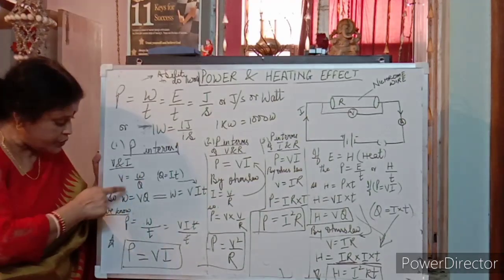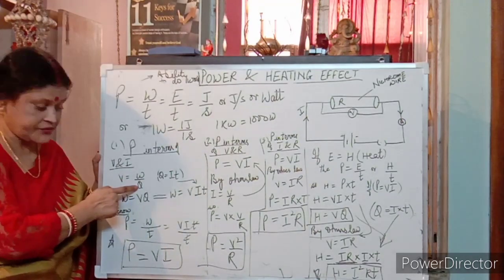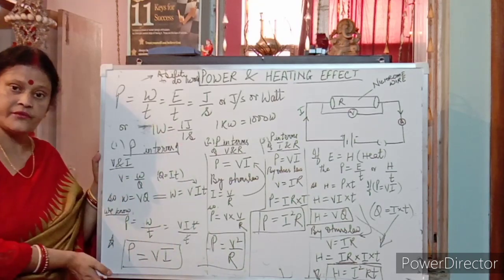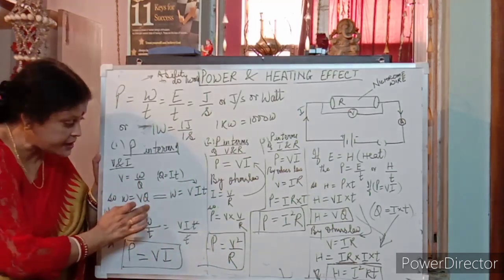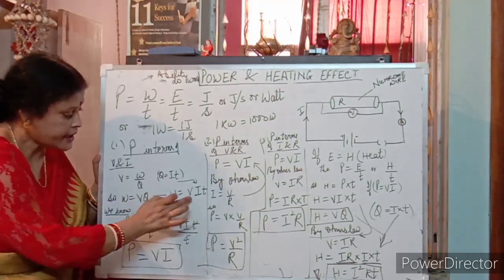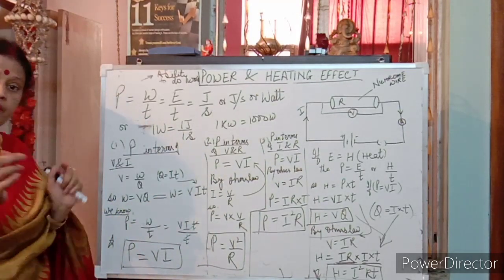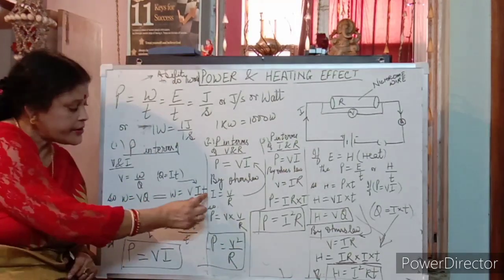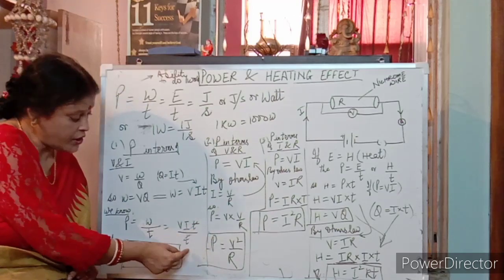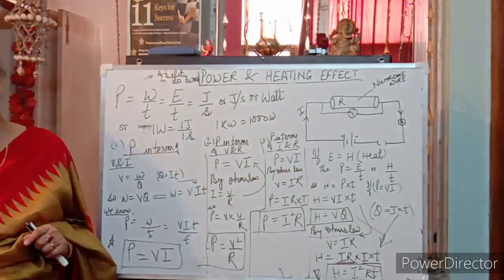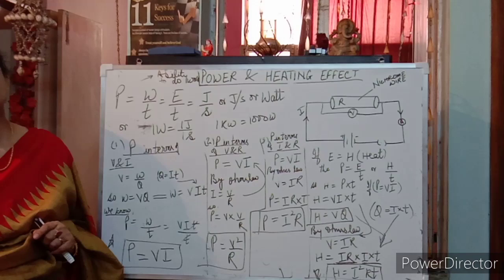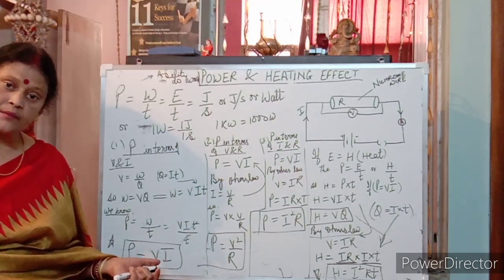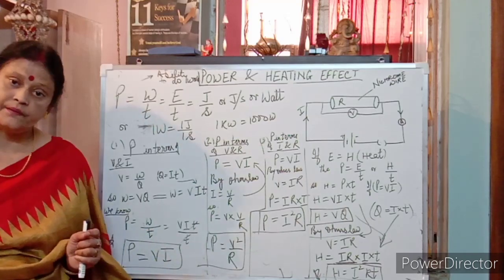And W is equal to V into Q. If these variables are there in the numerical, you can use this directly, that is V and Q, to find work done. And we know that Q is equal to IT, so V into I into T. And in the formula of power, P is equal to W upon T, so instead of writing W, I can write VIT over here. T cancels, and we get this relationship, that is power in terms of potential difference and current. If in the numerical they are asking for power, these 2 variables will be given.